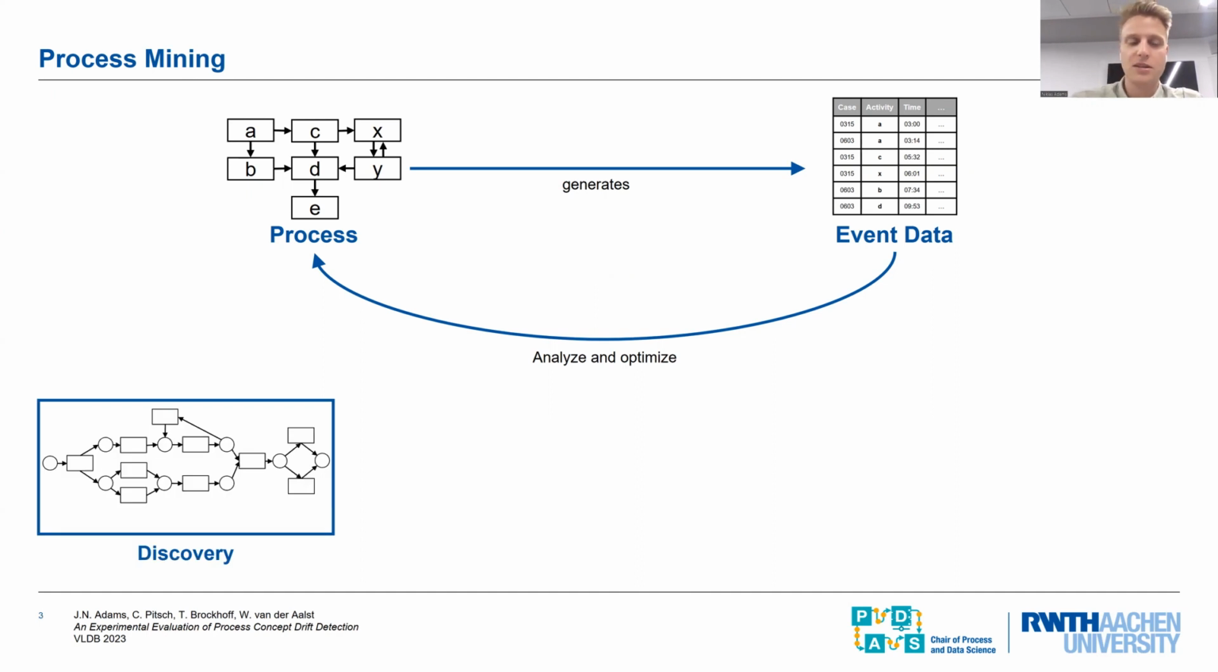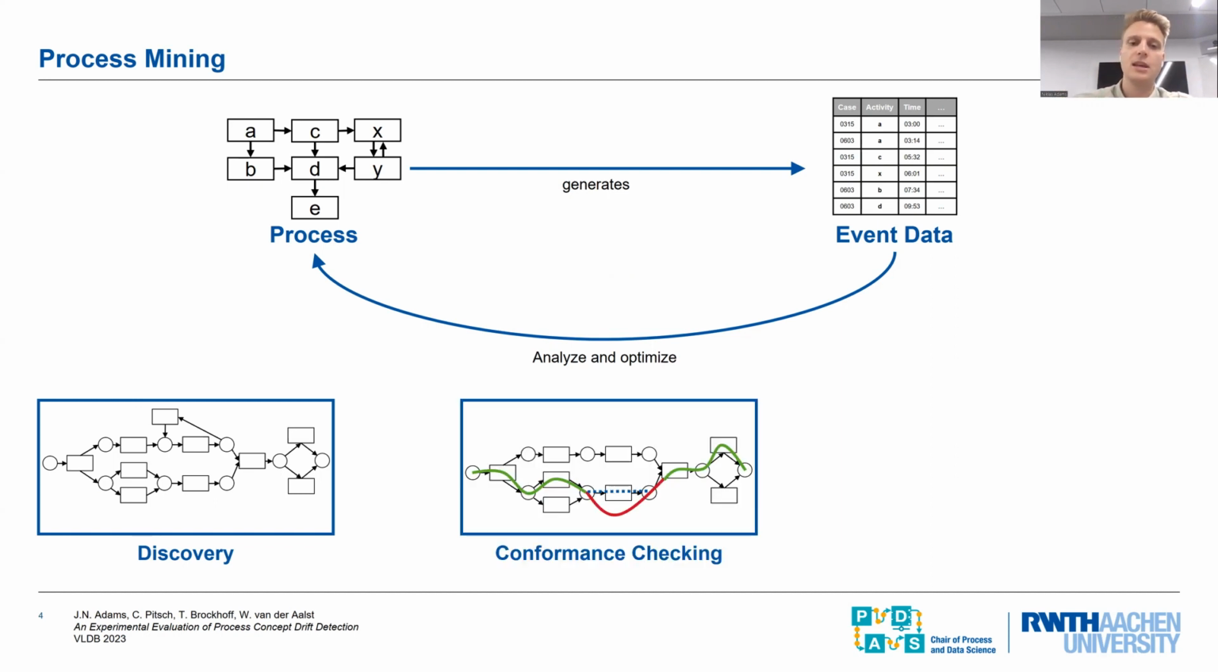And such applications of analysis could be discovering the process. So actually, we don't know how the process looks in real life. We might have an idea how it should look or how it could look, but we don't know for sure. So what we can do is apply process discovery algorithms to find the real life models of processes. We can also apply conformance checking algorithms. That means we have some rules of how the process should be, and then we analyze whether the actual execution of the process conforms to these rules.